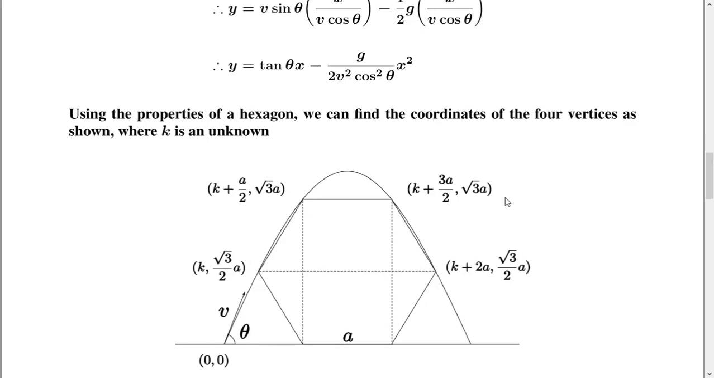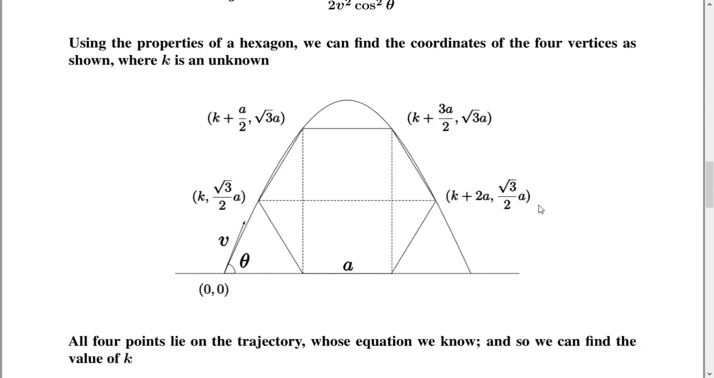Let's now try to find out the coordinates of the hexagon's vertices. Now using simple geometry and the properties of a regular hexagon, these are the coordinates of these 4 vertices through which the trajectory passes. k is a variable, an unknown.